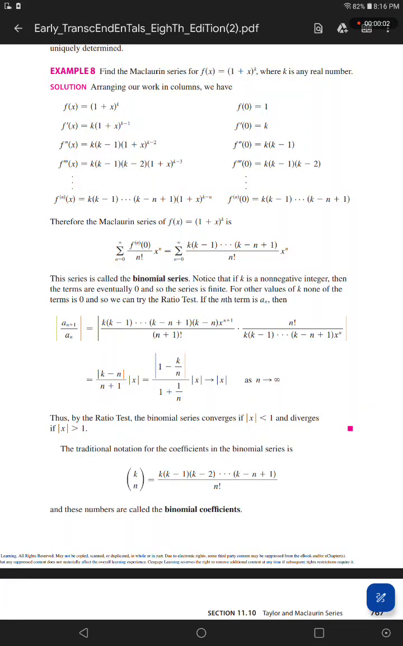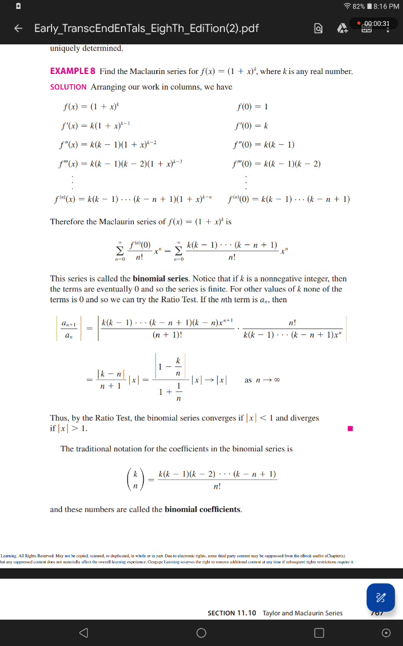Example 8. Find the Maclaurin series for f(x) = (1 + x)^k, where k is any real number. Solution: arranging our work in columns, we have f(x) = (1 + x)^k. f(0) = 1. The first derivative, f'(x) = k(1 + x)^(k-1). f'(0) = k.